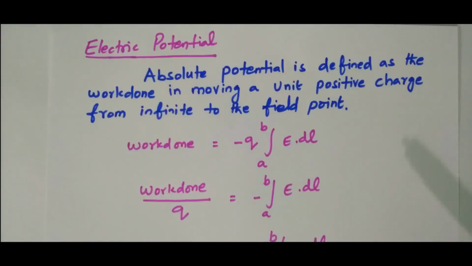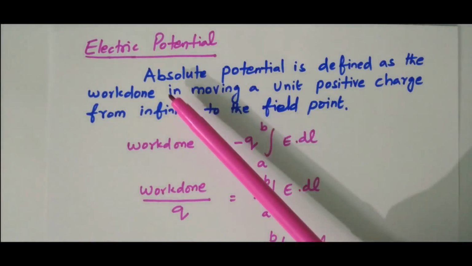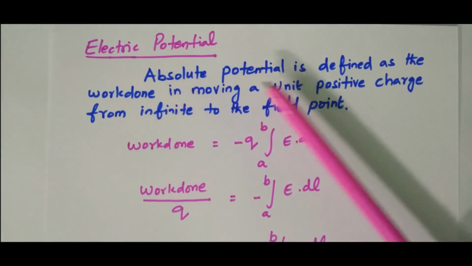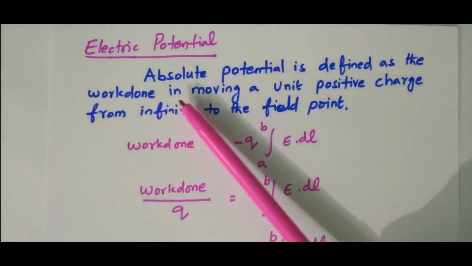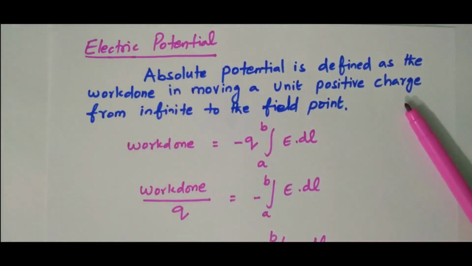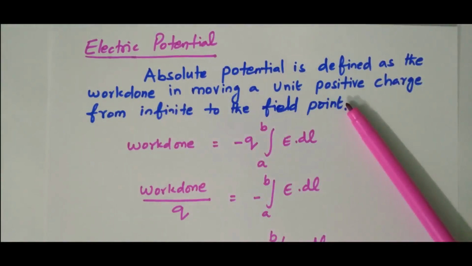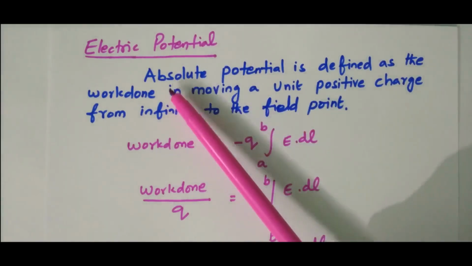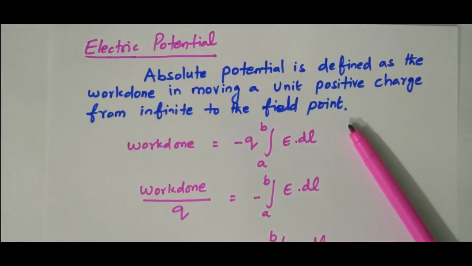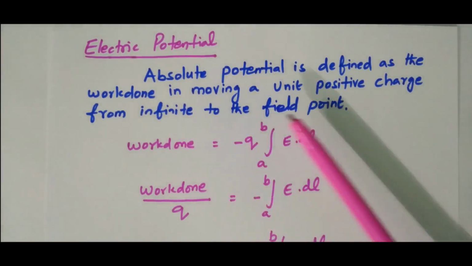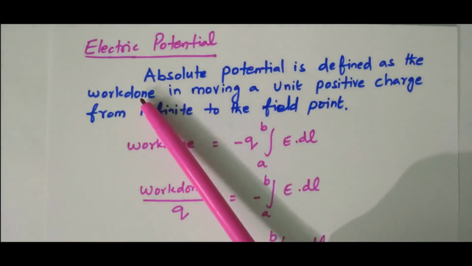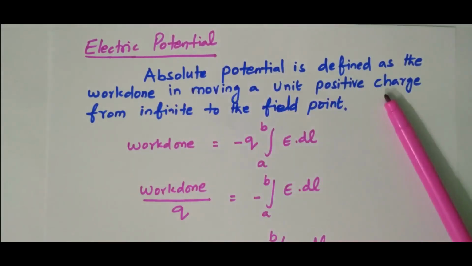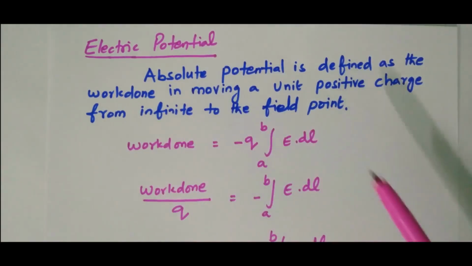Now we'll see the potential, electric potential. What is the definition of electric potential? It is also called absolute potential. It is defined as the work done in moving a unit positive charge from infinity to the field point. Absolute means it is from infinity to the field point. We are going to move the positive charge from an infinite point to the field point, right? So the work done in moving a unit positive charge from infinity to the field point.